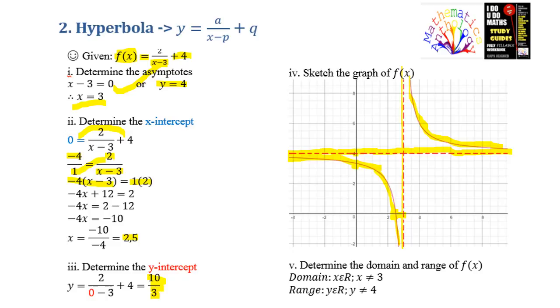Determine the domain and range of f of x. Now remember, for hyperbola, the domain is x is the element of all real numbers, but it can't equal to the asymptote for x, which is x equals 3. So the domain is x is an element of all real numbers, but x cannot equal to 3. Same for the range. Y is the element of all real numbers, but y cannot equal to 4 in this case, the asymptote for y.